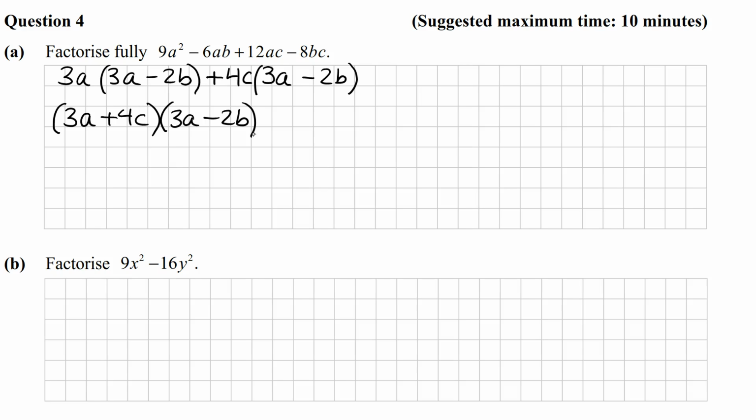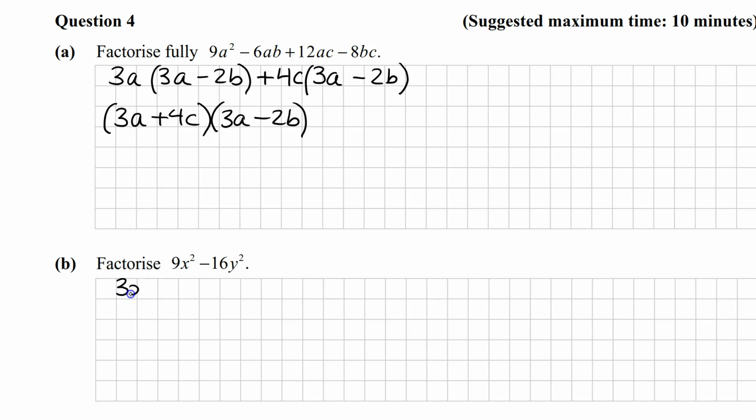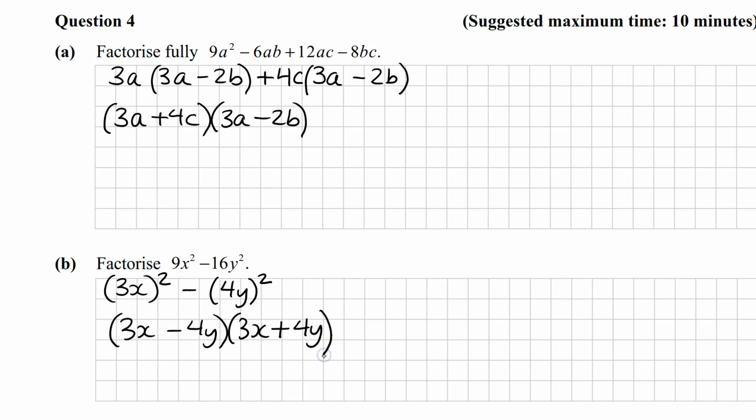Now again, what do we spot in this one? 9x squared minus 16y squared. The difference of 2 squares, but first of all we must write everything as perfect squares. So I'm going to write this first one as 3x to be squared, and I'm going to write the second one as 4y to be squared. Okay, so now it's the first one minus the second one times the first one plus the second one. Okay, are we happy with that?